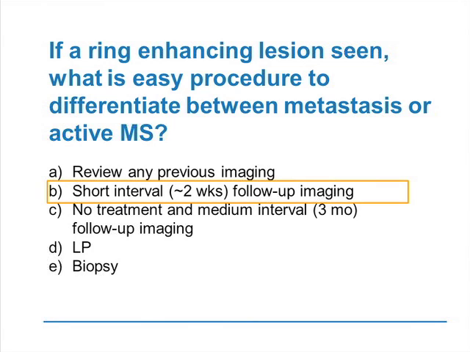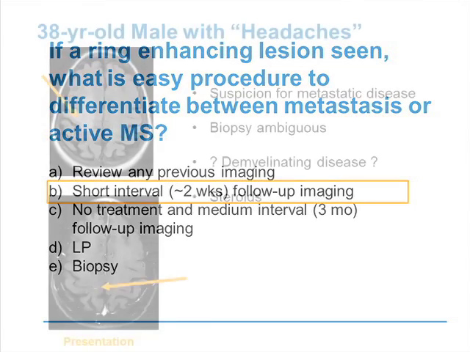The answer would be a short interval follow-up for about 2 weeks. It might be a very easy way to try and discriminate what sort of lesion someone might be having. If you see very rapid change, your suspicion for multiple sclerosis should be higher.